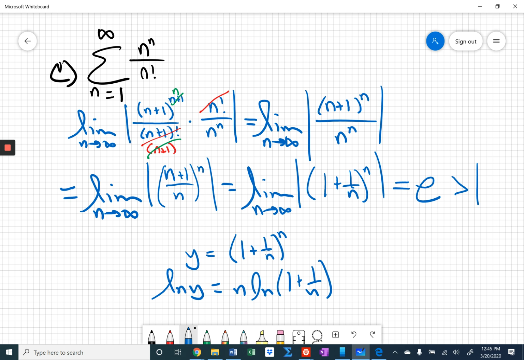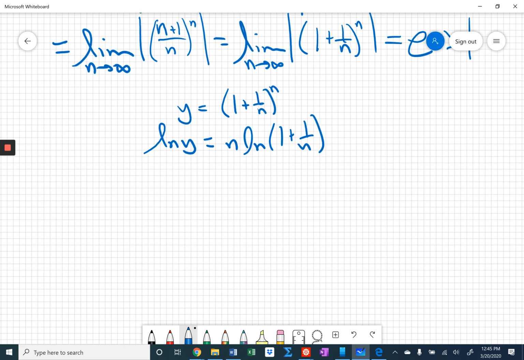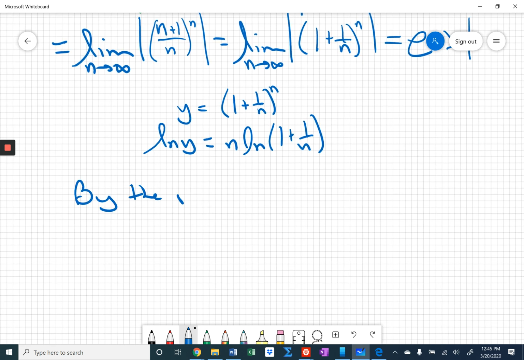So the key thing here is that e is greater than 1, and so since the limit of that expression is greater than 1, by the ratio test, this series is divergent.